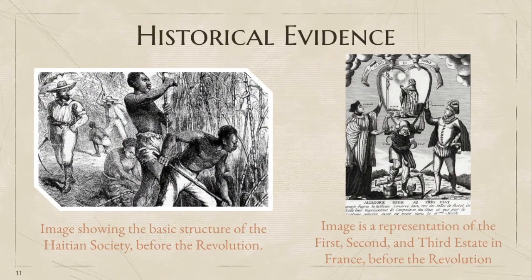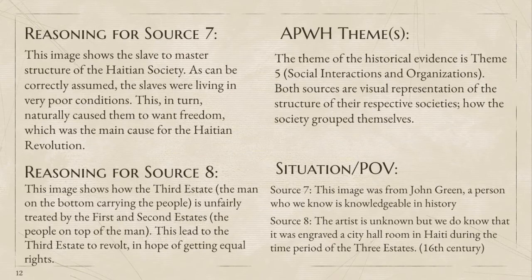These historical evidences are two images representing the differing social structures of the Haitian and French society. On the left, you can see a master-to-slave relationship representing the Haitian society. On the right, you can see the first, second, and third estates representing the French society. In source 7, which was the image representing the Haitian society, you can see the master-to-slave relationship. You can also see the poor working conditions that the slaves were working in. For example, they don't have proper clothing on while working in the fields.